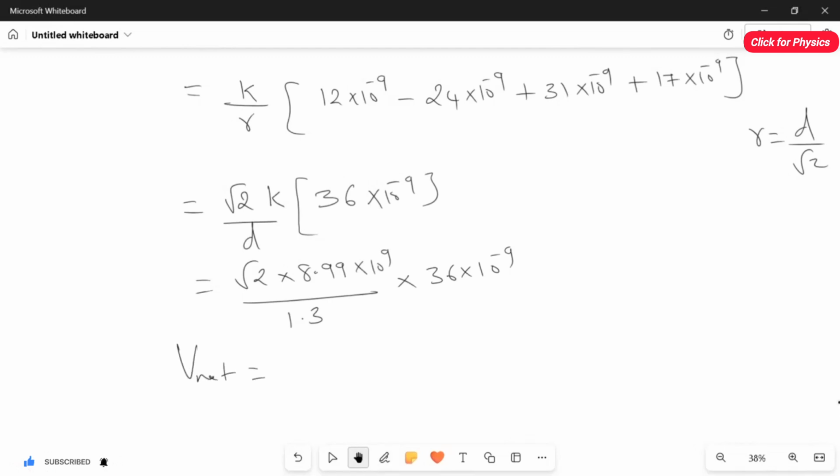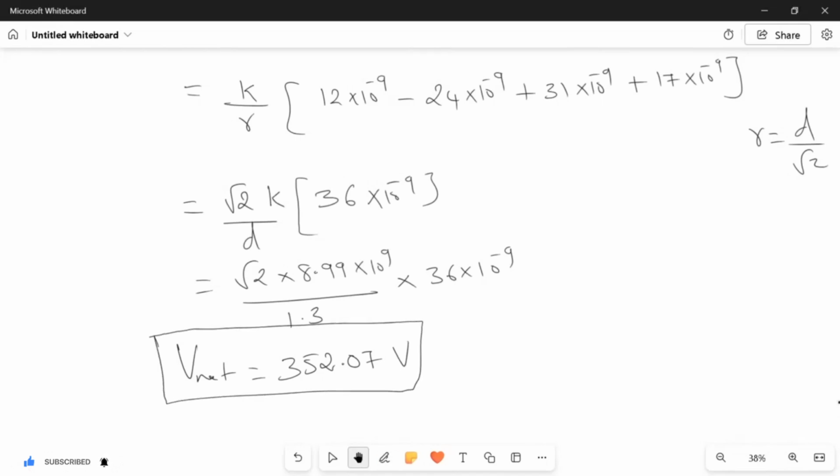So root 2 multiplied with 8.99 times 10 to the power of 9 multiplied by 36 times 10 to the power of minus 9 over 1.3. So the answer for the net potential is 352.07 volt. So this is the answer for this question. That's it. Thank you.